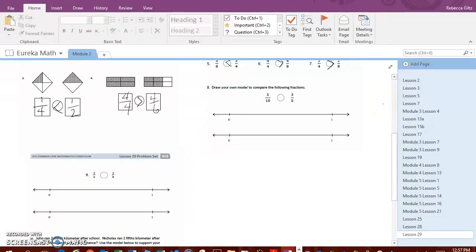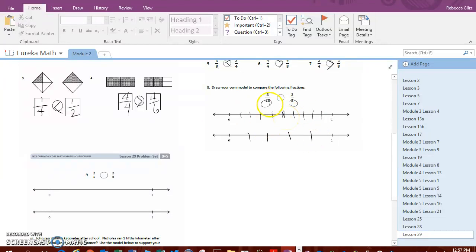Number 8 says to draw our own model to compare the following fractions, 3/10 and 3/5. So I've got to break one of them into 10 pieces. That's what this tells me. And the other one is 5 pieces. I'm going to break this in half. I'm going to break each of those into 5 sections. That'll give me 10. And then here, I need 5 total sections, so they're going to be a little bigger.